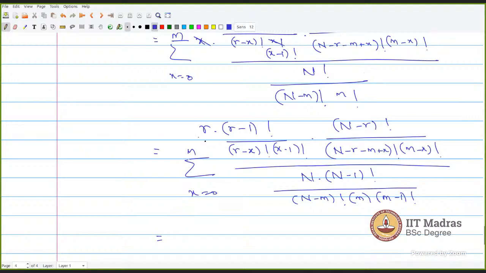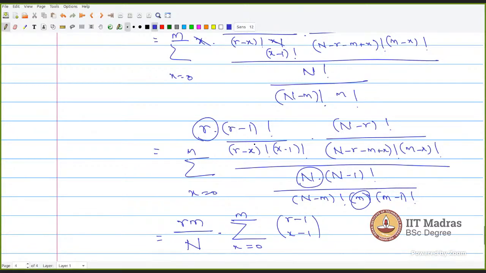Now you see I can bring this r outside, this m outside, this m goes to the numerator, this n outside. So this will become rm by n, summation x equals 0 to m. This (r minus 1) factorial divided by (r minus x) factorial into (x minus 1) factorial is nothing but r minus 1 choose x minus 1.